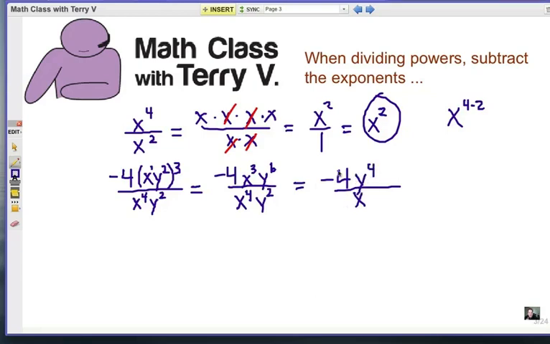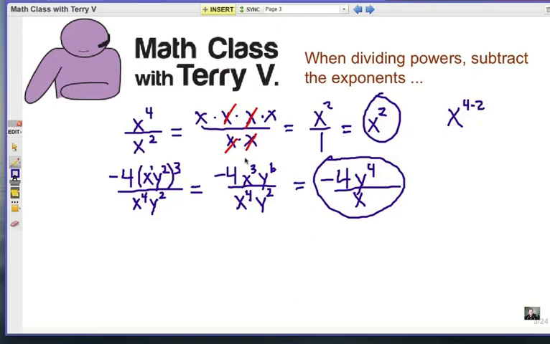All right, so notice how we can subtract the exponents when we're doing division. You think about it as canceling factors. Okay, we're comparing the number of x's and y's on the top compared to being on the bottom.